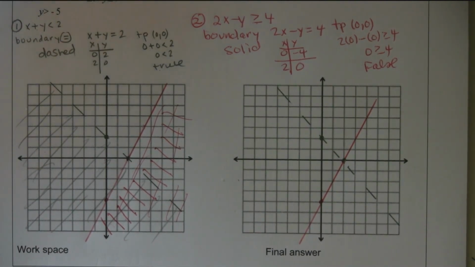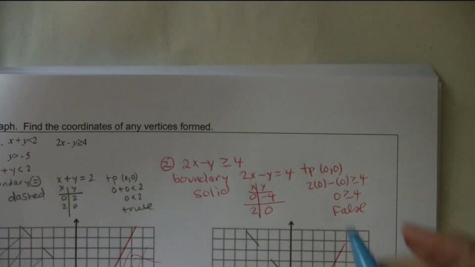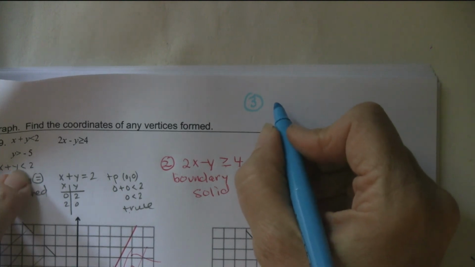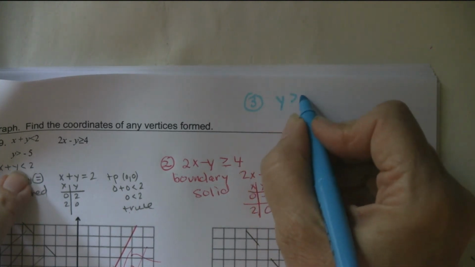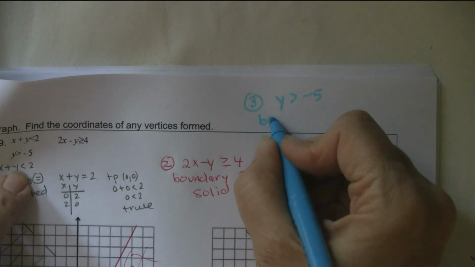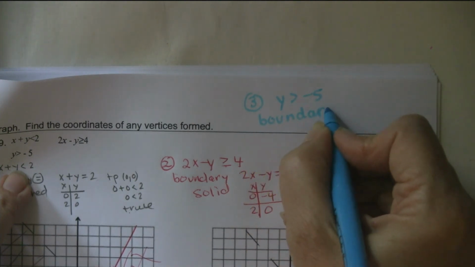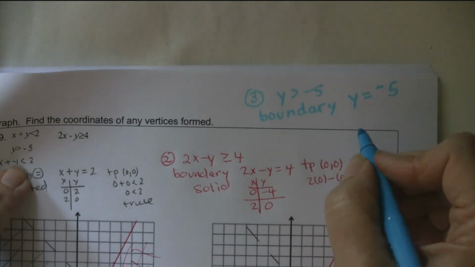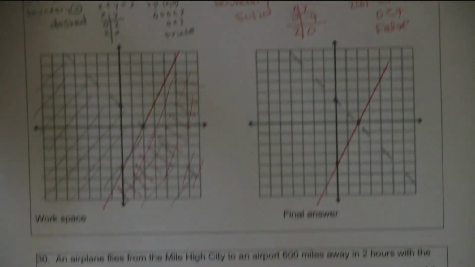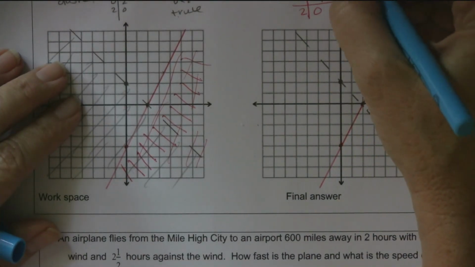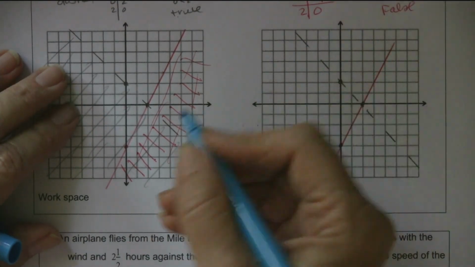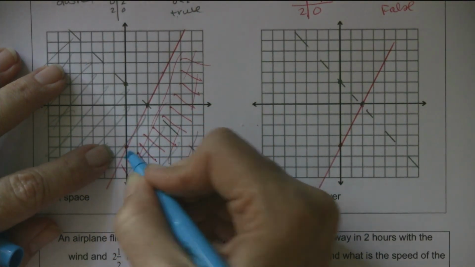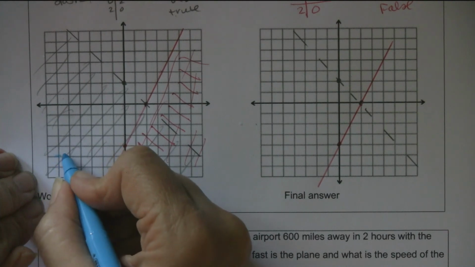Now I'm thinking about doing the last one in this crazy blue pencil, and I'm going to have to put it up here because I'm out of room. So 3 is to graph y is greater than -5. So you graph the boundary, that's y equals -5, and that is a horizontal line at -5. And it is dashed. So right here, 1, 2, 3, 4, 5. And it's going to be dashed.